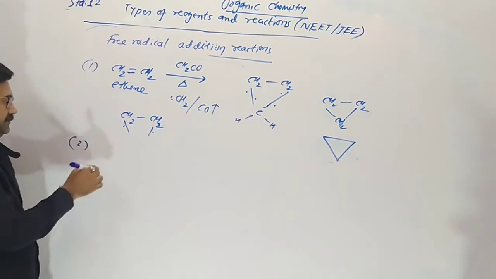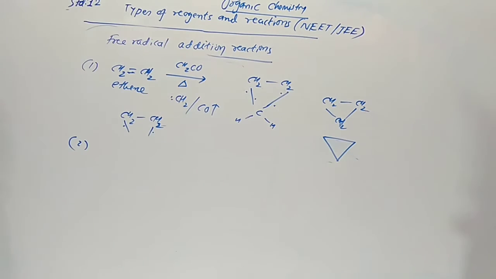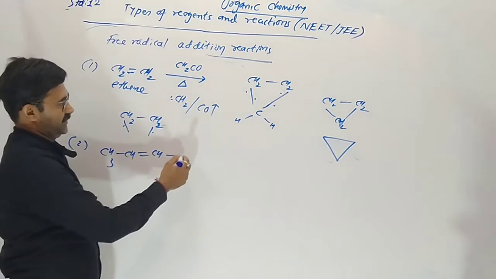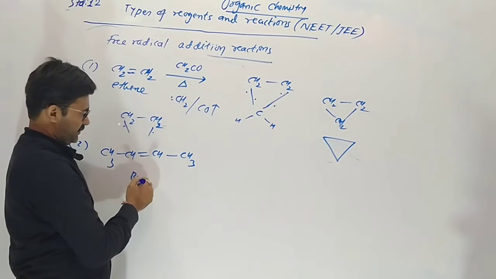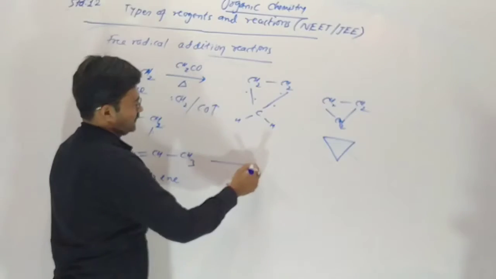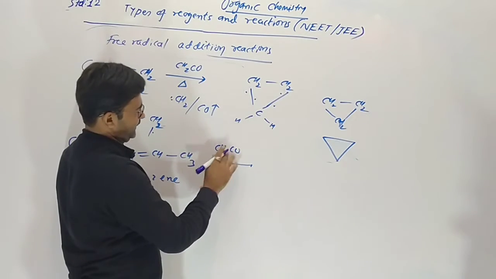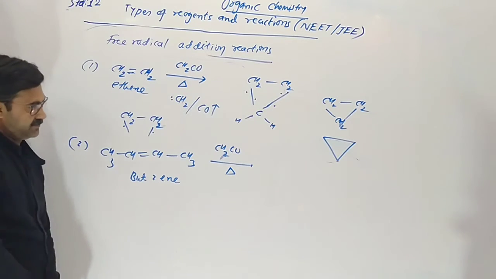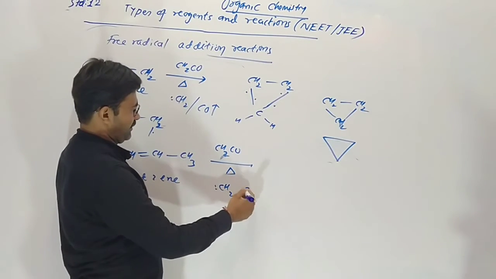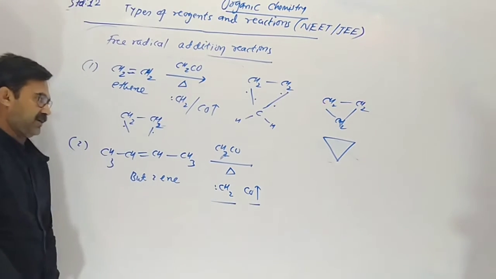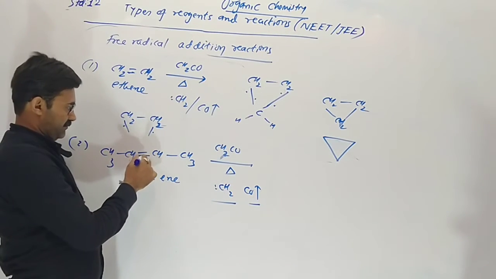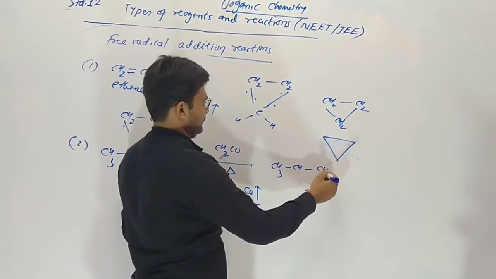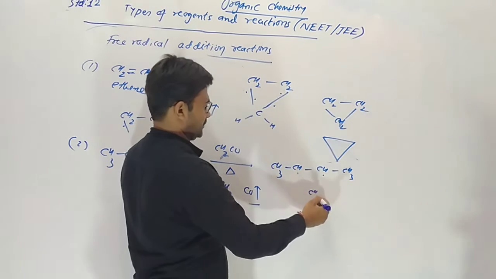Now second example, butene. When we take butene, CH3, CH double bond CH and CH3. This one is butene. It is also reacting with ketene. At high temperature, what happens there? We know now. On heating, it gives carbene and removal of carbon monoxide. Here the pi bond breaks, both get one electron. So CH2 comes here.